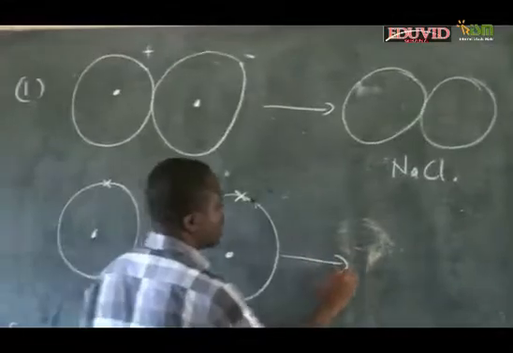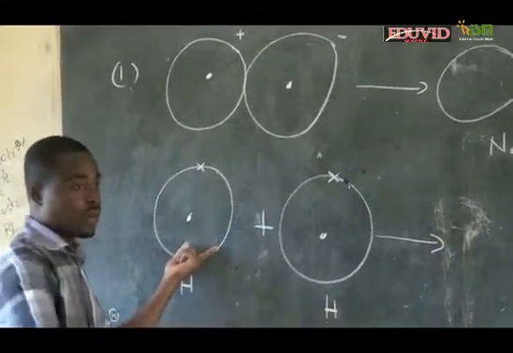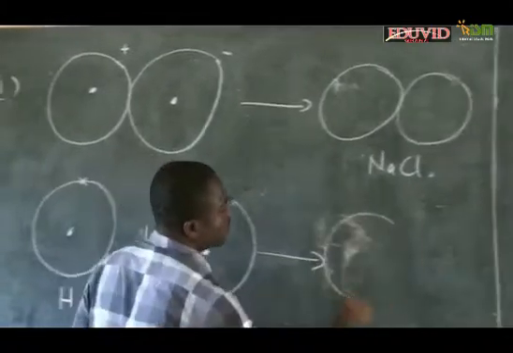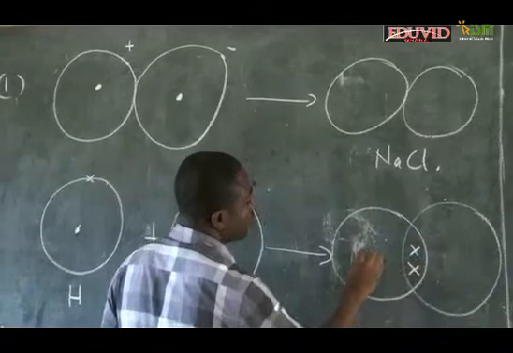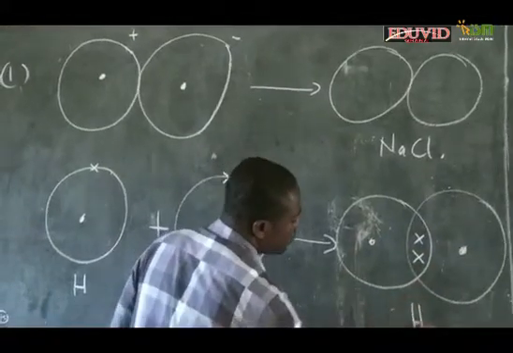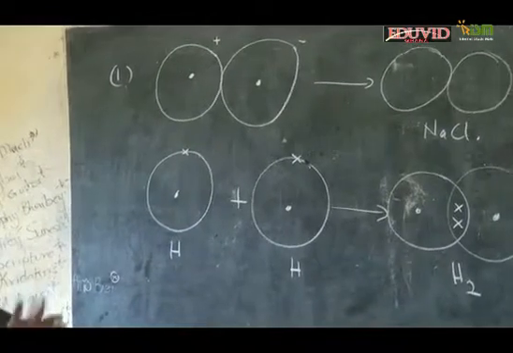So that means that the orbitals or the shells of these two atoms must overlap, right? And the electron is shared between them. So you have this and this. If the electrons are shared between them, they give the H2 molecule. Is that okay? Then you take the third type.